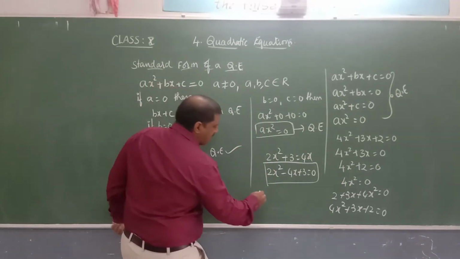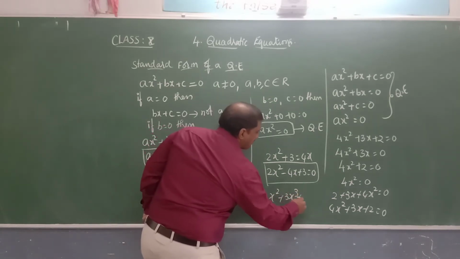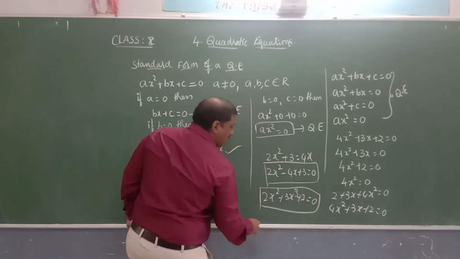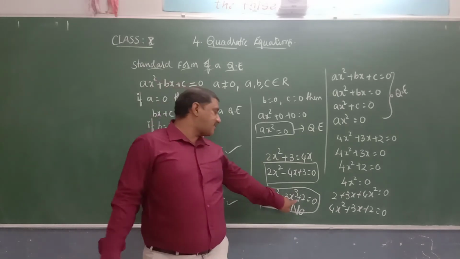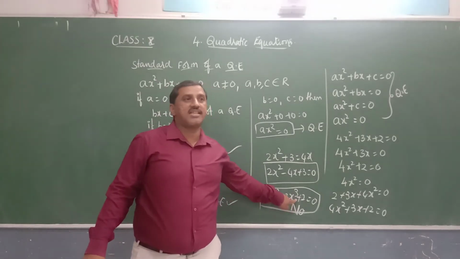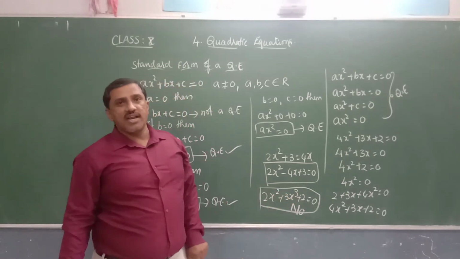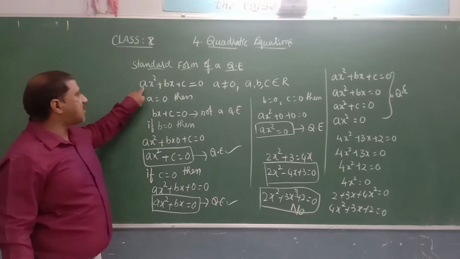And which equations are not quadratic equations. For example, take 2x² + 3x³ + 2 = 0. Is this a quadratic equation? No, it is not a quadratic equation. Why? Because the highest power here is 3. Therefore, it is not a quadratic equation. If a is equal to 0, what will we get?